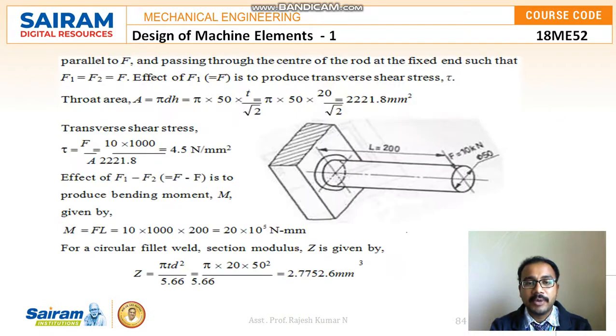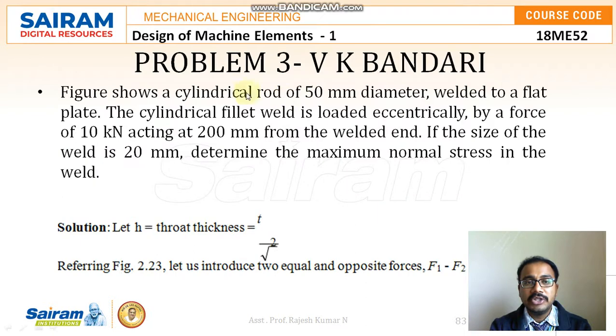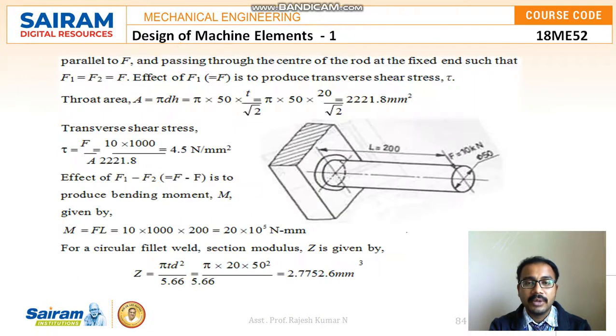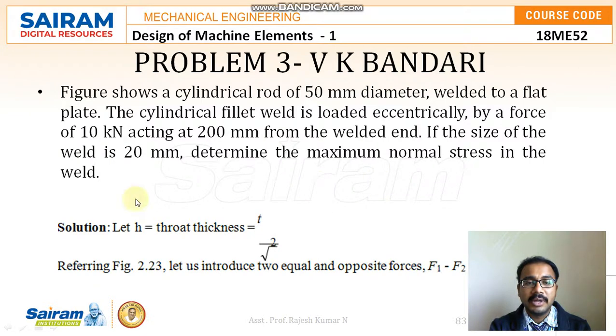We'll see the first question. There is a problem which has a sketch. It shows a cylindrical rod of 50 diameter welded to a flat plate. The cylindrical fillet weld is loaded eccentrically by a force of 10 kN acting at 200 from the welded end. If the size of the weld is 20, determine the maximum normal stress in the weld. For this particular sketch only, we need to solve the problem. So let me write the solution.